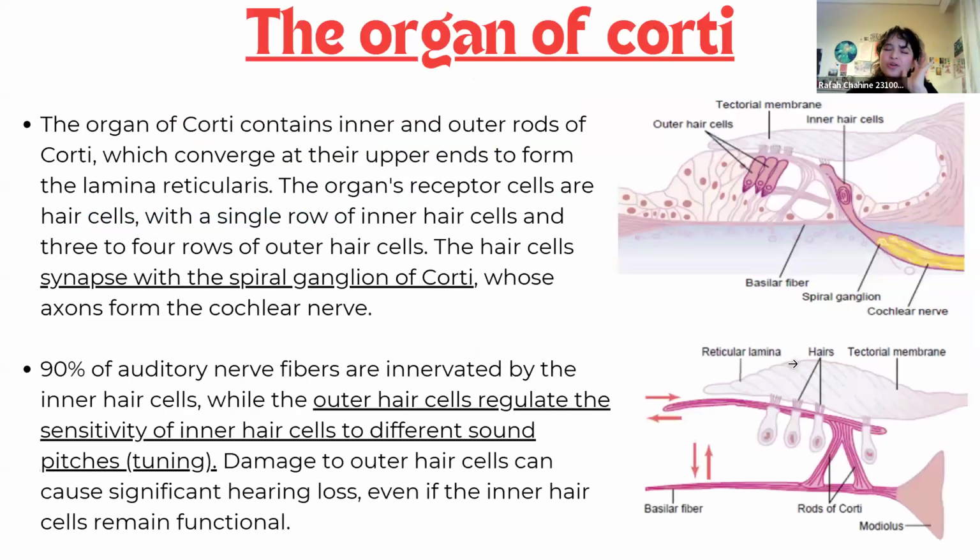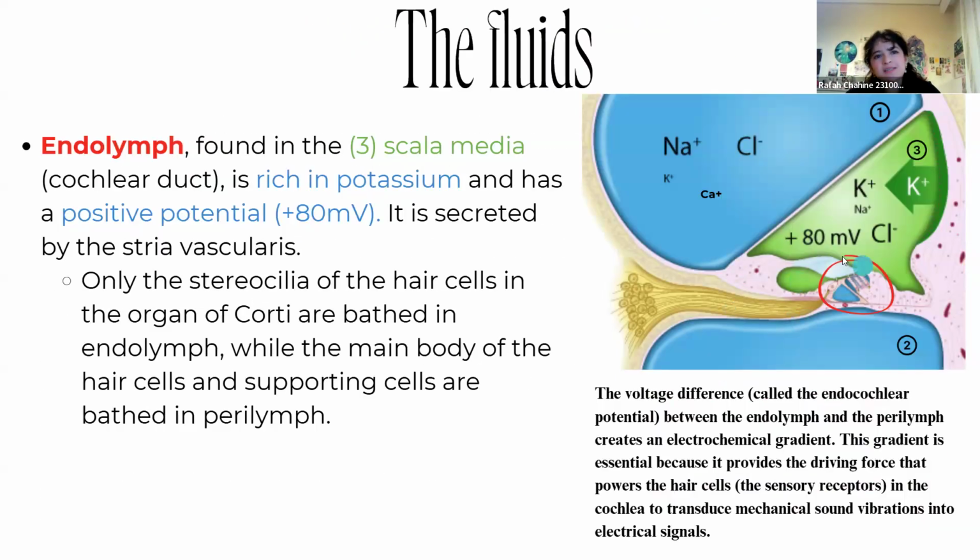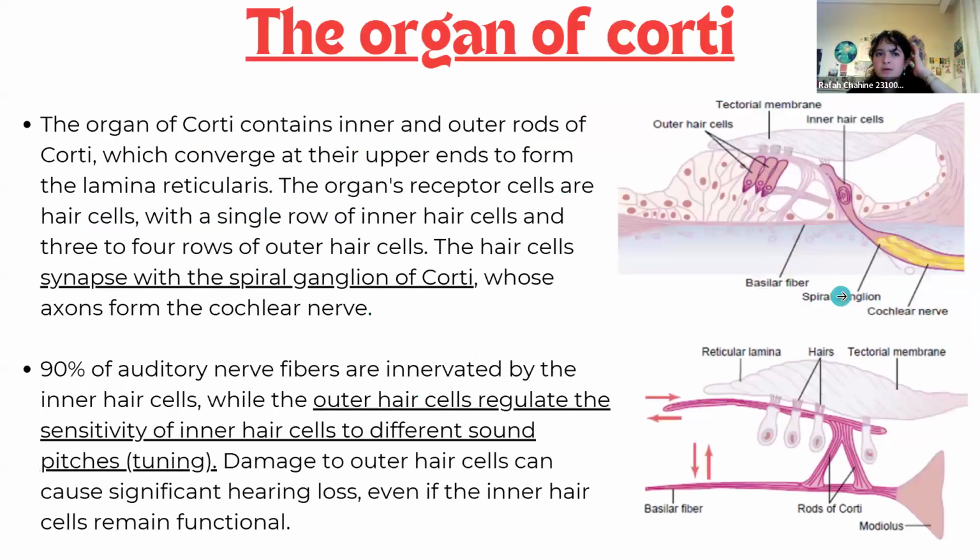Okay, now the organ of Corti. The organ of Corti is this structure over here. This entire thing we can call the organ of Corti, okay? It is composed of a bunch of different things. Remember how I said that the floor of the scala media, the one that separates the scala media from the scala tympani, is the basilar membrane? This is the basilar membrane. Above the basilar membrane, we have the organ of Corti.